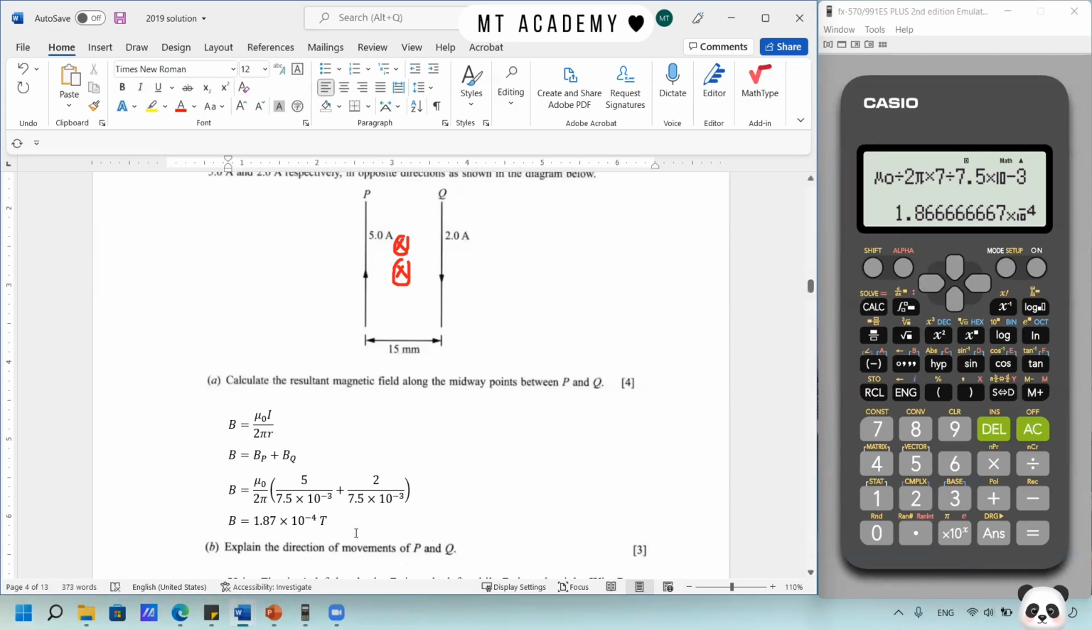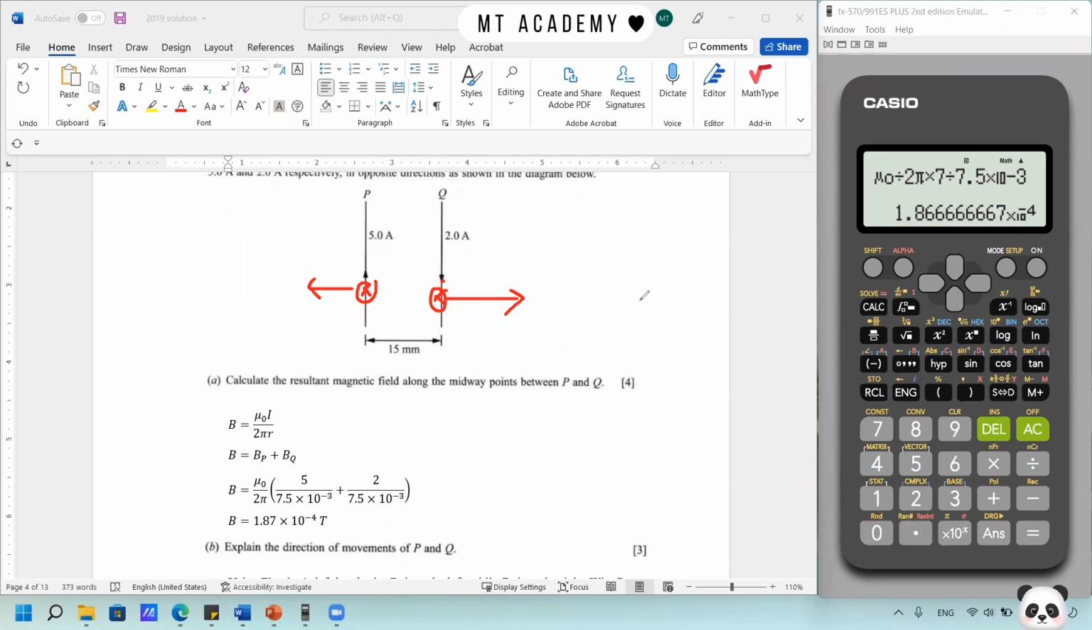Next, we are going to explain the direction of movement of P and Q. We can use the Fleming left-hand rule to identify the direction of the force applied on the wire. First, at wire P, wire Q applies a magnetic field that is into the page. Applying the Fleming left-hand rule, the force is to the left. And the wire P applies a magnetic field on wire Q that is into the page. Applying the Fleming left-hand rule, the direction is to the right.